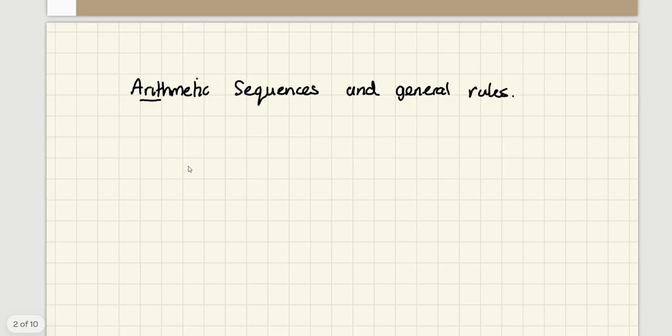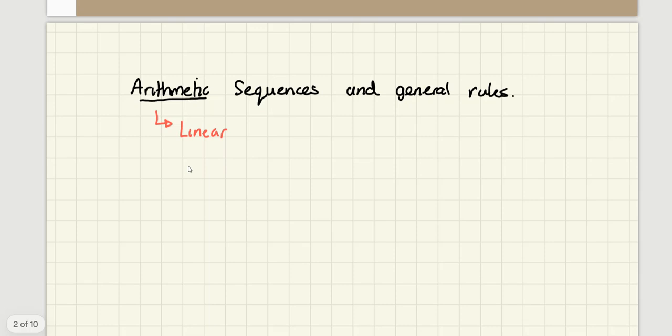So we've got an arithmetic sequence. We need to know what that is. Another name for an arithmetic sequence is a linear sequence. Are you writing down, Javier? Because you can put your device to one side just so you're not tempted.